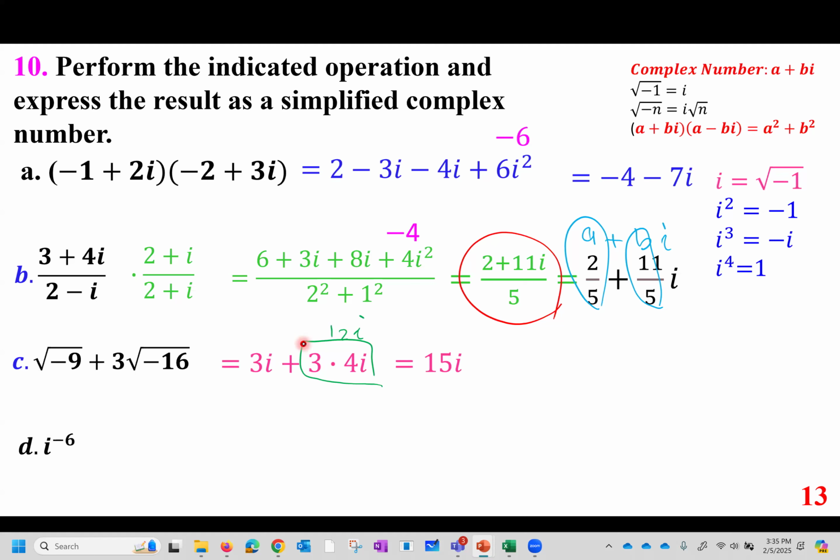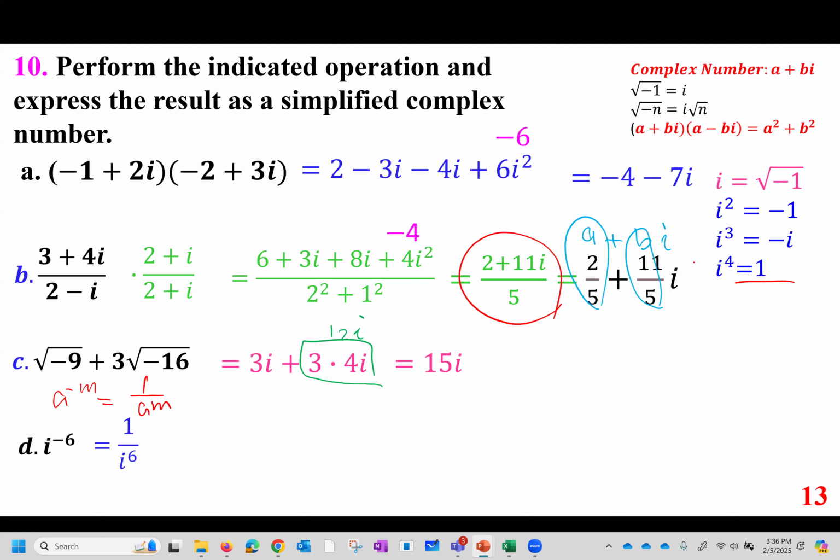i to the power of negative 6. It's the same as 1 over i to the power of 6 according to the negative exponent rules, as you remember. Just a quick reminder: a to the power minus m is 1 over a to the power of m. And so, how do you deal with that?